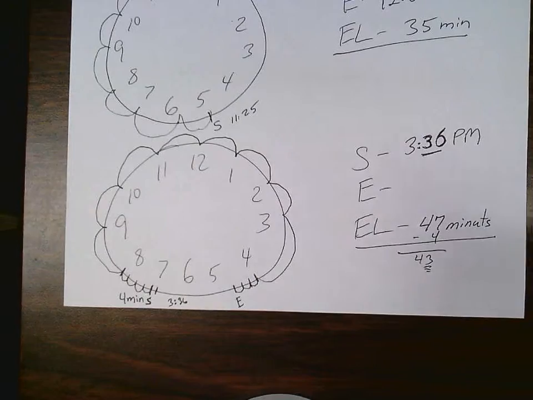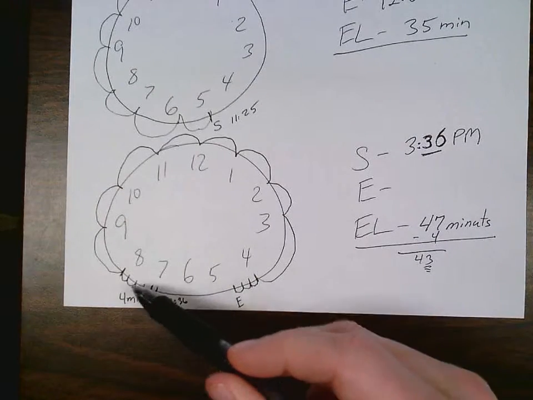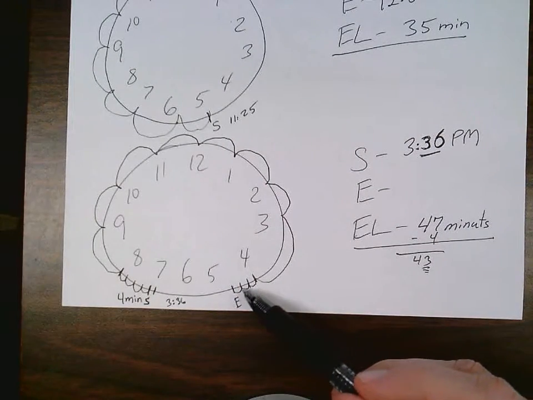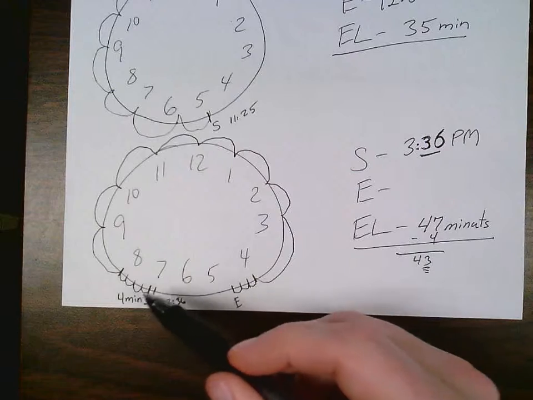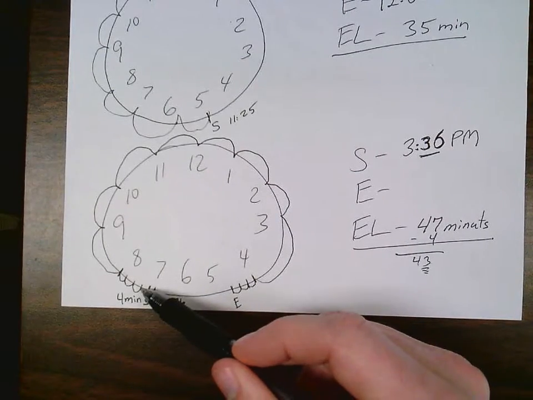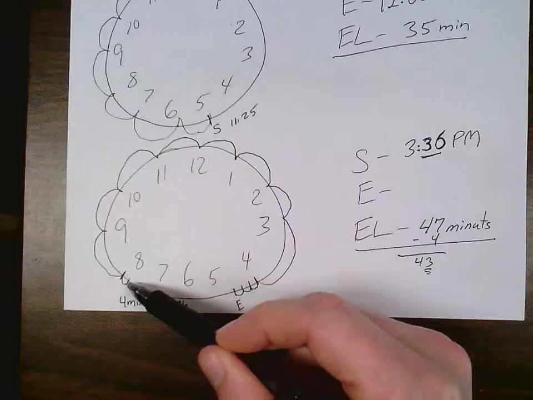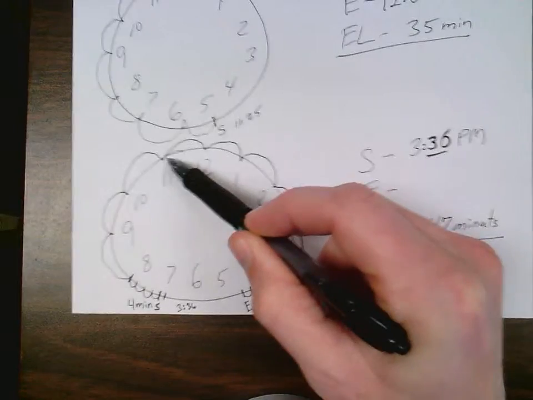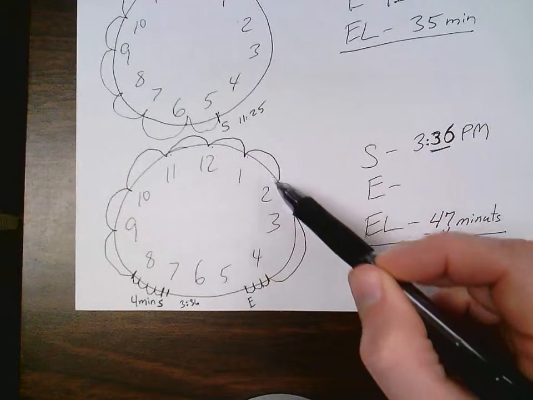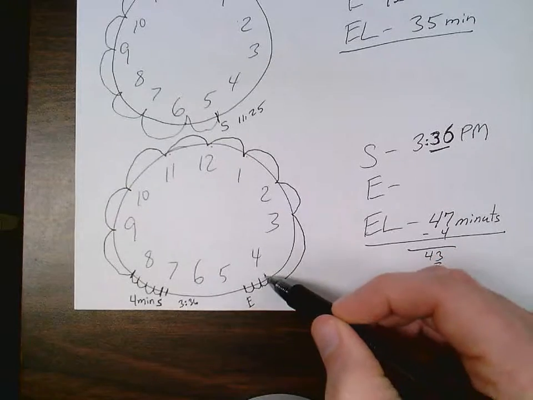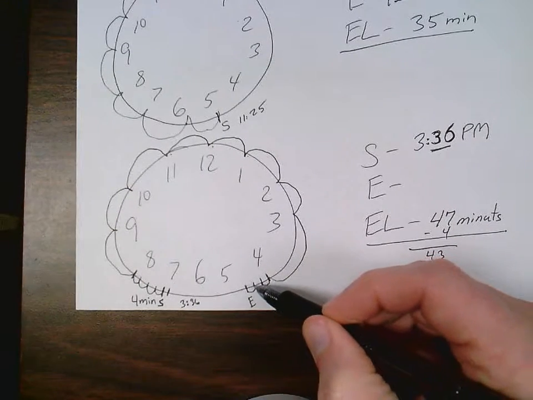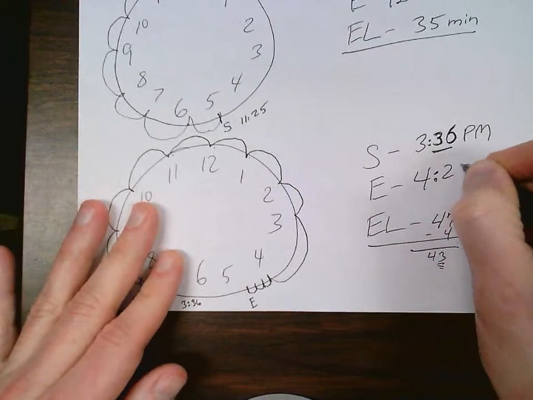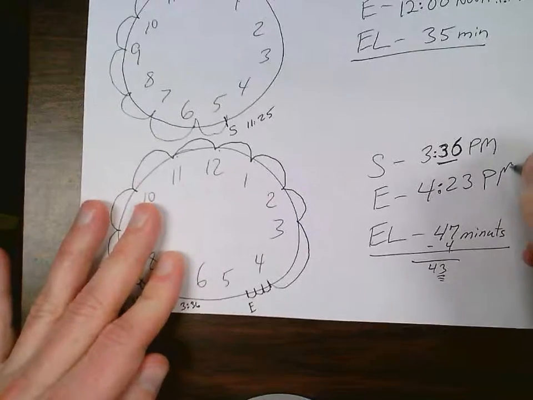Now I go back and I start at my start time and I count by ones till I hit the 40, and then I count by fives till I hit the 4, and then I count by ones again to get to my end time. So 3:36, 3:37, 3:38, 3:39, 3:40. 3:45, 3:50, 3:55, 4 o'clock, 4:05, 4:10, 4:15, 4:20, 4:21, 4:22, and 4:23. That is my end time, 4:23 p.m.